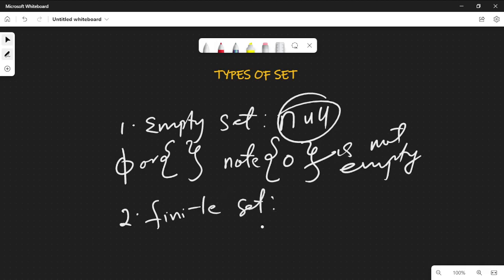So what do we mean by finite set? A set that you know the whole of the number of elements inside it. That is, the elements inside it can be listed. You can list it. That's what they mean by finite set.